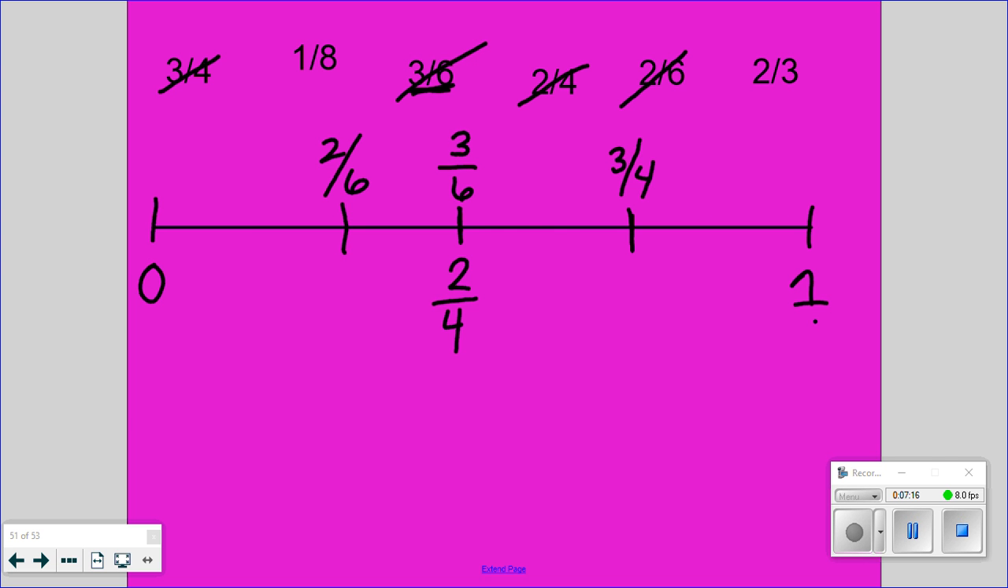All right. So now we've got some tricky ones left. Let's think about this 1/8. Show me with your arms, how big is a 1/8 piece? Big, small, medium. Is 1/8 a big piece, a small piece, or a medium piece?